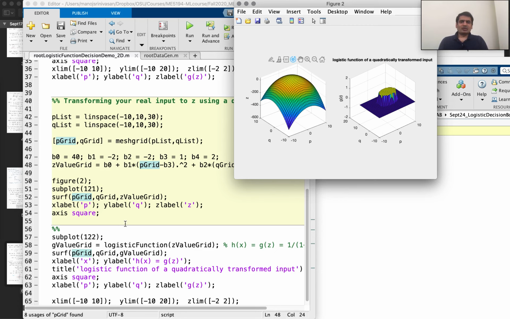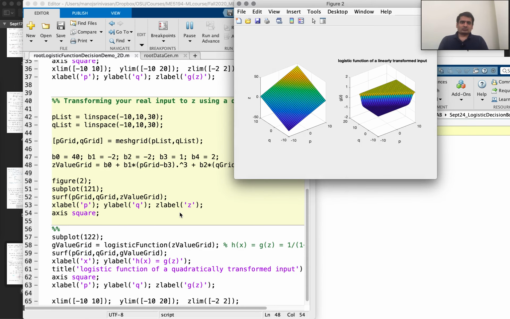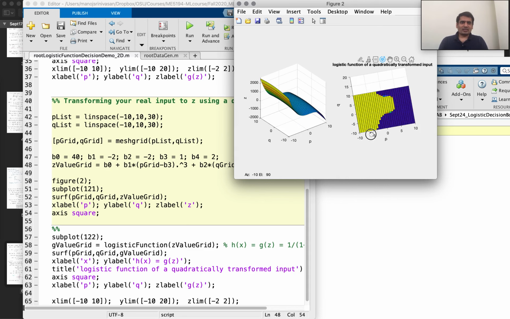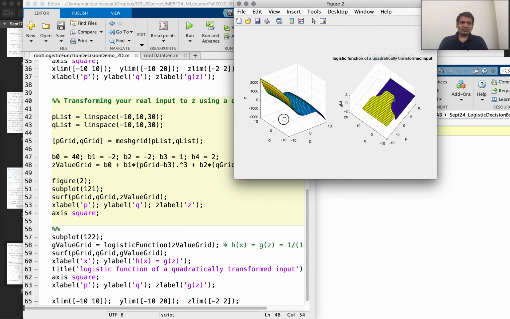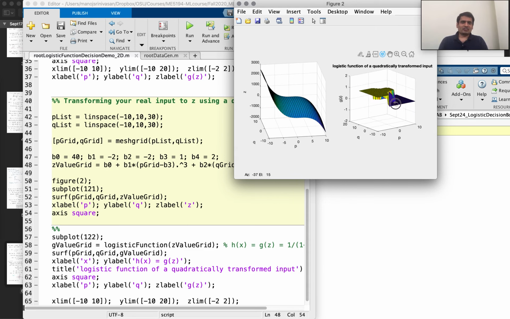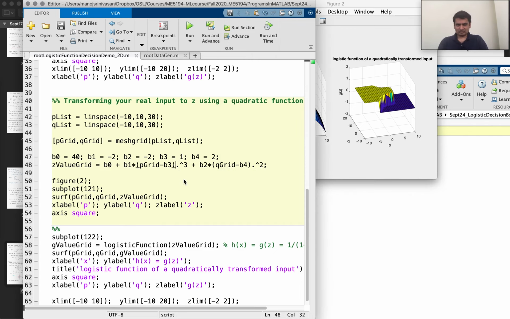Okay, and then we can make it cubic. I don't know, let me just make this cubic and see what that looks like. Leave this a square. You start getting more complex separating planes. Okay, for some values of p and q, g is 1, and for other values of p and q, g is 0, and the separating boundary are basically these cubic curves.